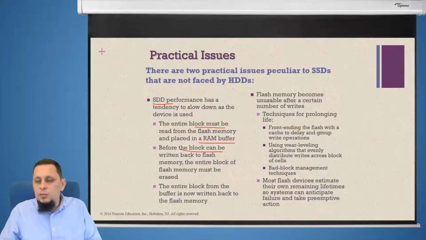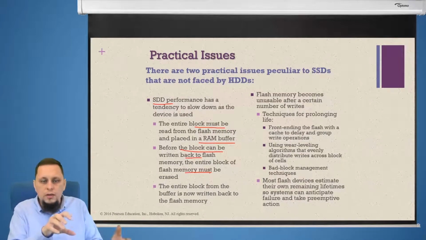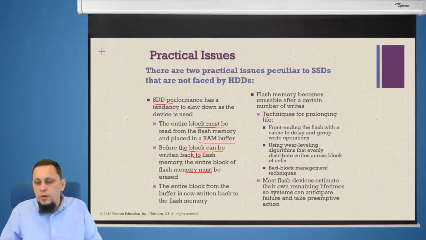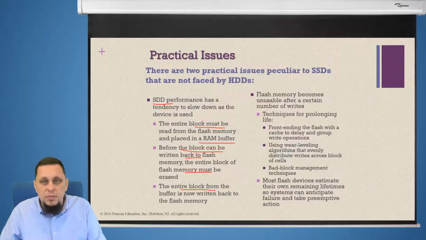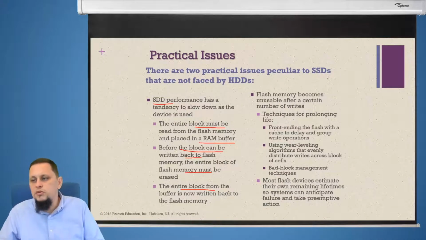Before the block can be written back to flash memory, the entire block of flash memory must be erased. So first you erase the whole block and then write on top. Again, the entire block from the buffer is now written back to the flash memory. So these are some of the drawbacks.